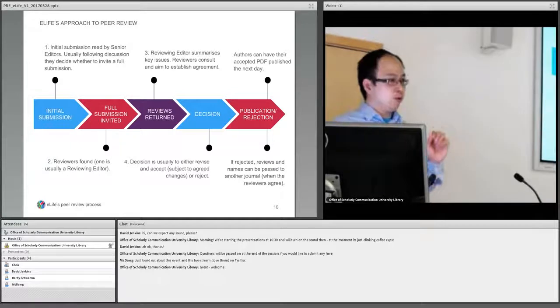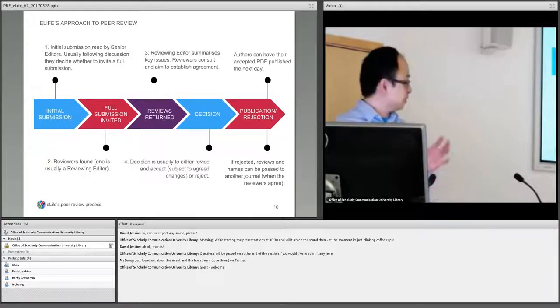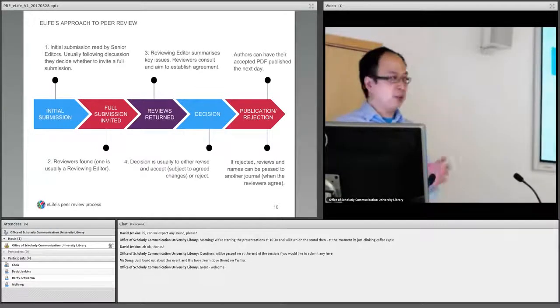If we do commit to peer review of a paper, the reviewing editor will often serve as the first reviewer. The reviewing editor who handles the peer review process will also recruit 2 or 3 external reviewers. Once those reports are returned, the reviewing editor, the reviewers, and the senior editor will get together for a discussion. Based on that discussion, they will come to a conclusion. Hopefully, they'll be able to summarize and present the author with a clear and concise set of instructions, for example, if we ask them for revisions.